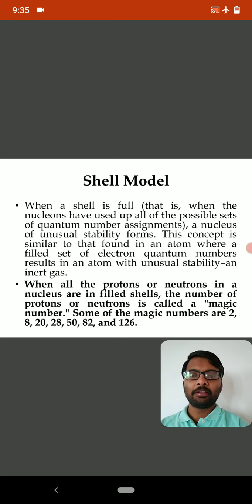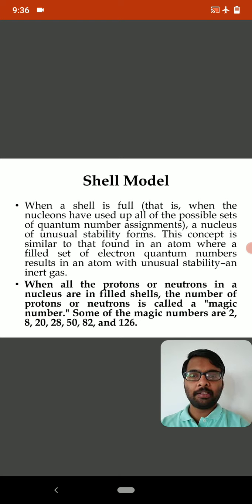Means when the nuclear shell is completely filled or full, then a nucleus of unusual stability forms. Means when the nuclear shells are completely filled, then such nuclei are called stable nuclei. So when a shell is full, a nucleus of unusual stability forms, means it is a stable nucleus.